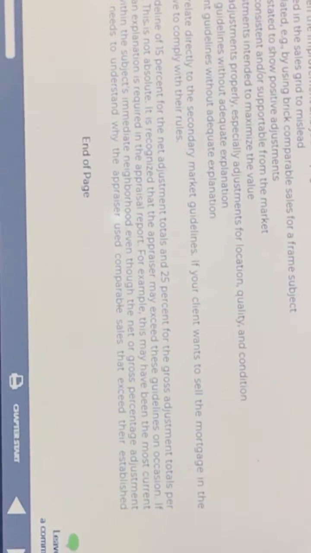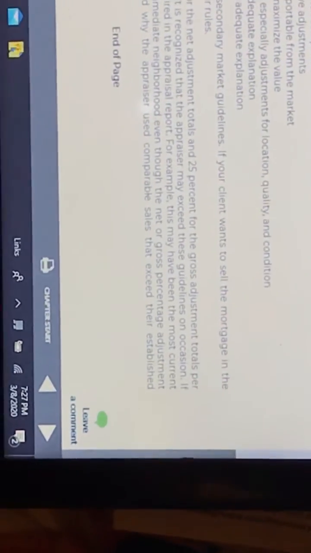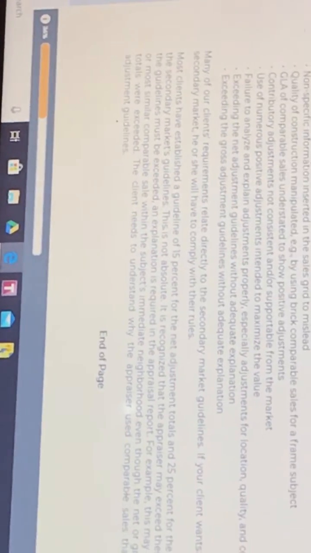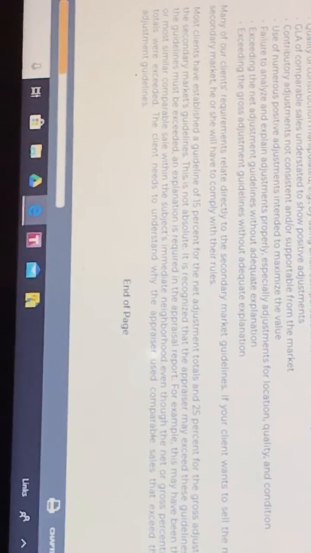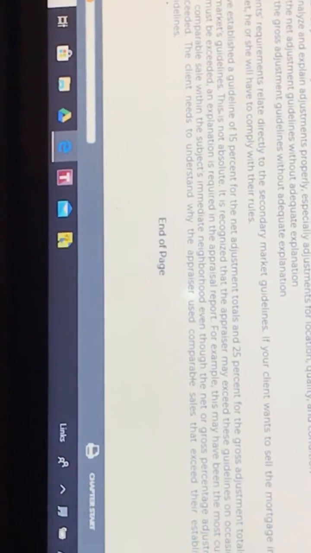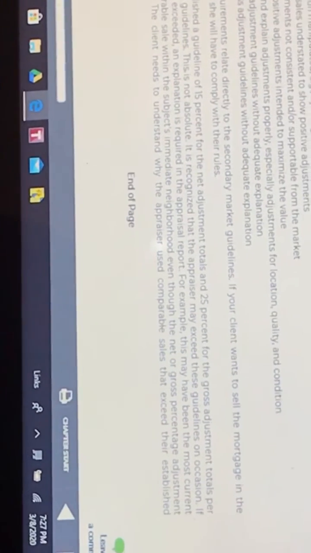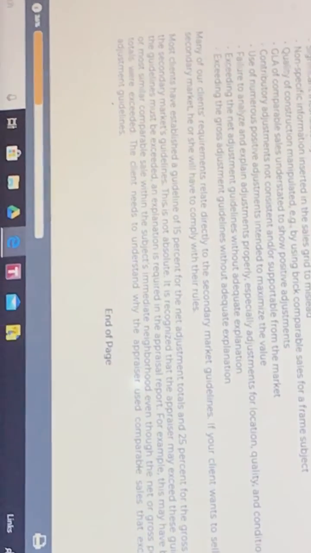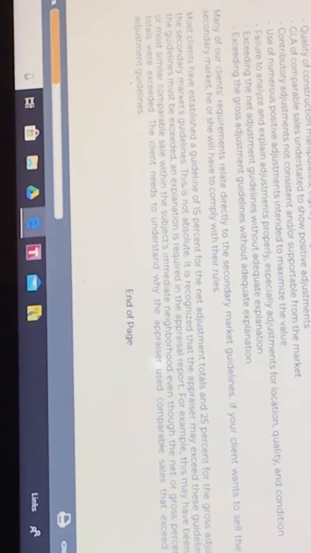Many of our clients' requirements relate directly to the secondary market guidelines. If your client wants to sell the mortgage in the secondary market, he or she will have to comply with their rules. Most clients have established a guideline of 15% for the net adjustment totals and 25% for the gross adjustment totals per the secondary market's guidelines.